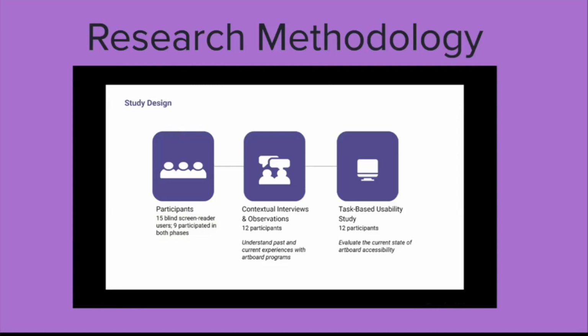The second phase was a task-based usability study of 12 participants, 9 of whom participated in the interviews. During the study, participants performed two sets of tasks. The first set dealt with content interpretation, and the participants had to answer questions about the artboard shown at the beginning of this video. The second set dealt with content generation, and for these tasks, participants were asked to place and manipulate objects on an artboard. Participants were timed while performing the tasks and were asked to stop after 5 minutes.